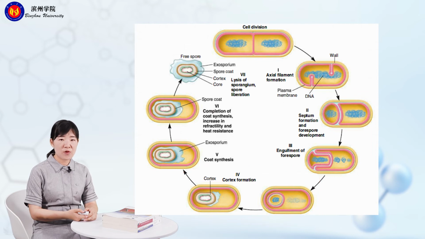Protein coats are formed around the cortex. This is stage 5, and maturation of the endospore occurs. This is stage 6. Finally, lytic enzymes destroy the sporangium, releasing the spore. This is stage 7. Sporulation requires about 10 hours in Bacillus megaterium.